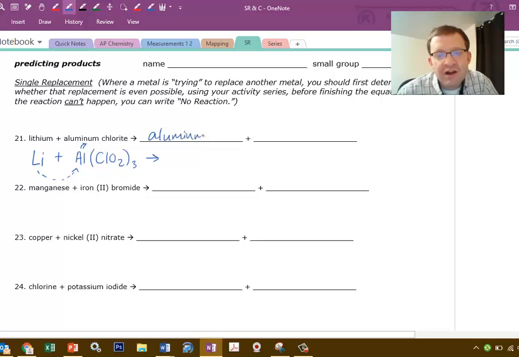And you can write in the names right away, or you can do them, sorry, I just misspelled that. You can do them right away, or you can finish the formulas up first, doesn't matter. So aluminum will come out as aluminum, the metal. And then the other compound, or the other partner here as a product, will be what's left when lithium takes its place. So lithium now will come in and join chloride.